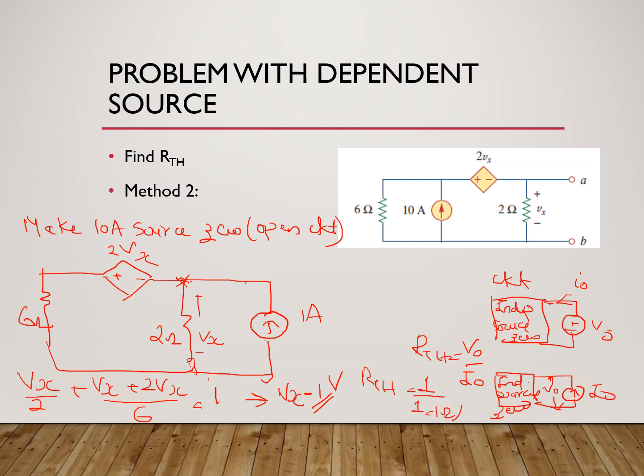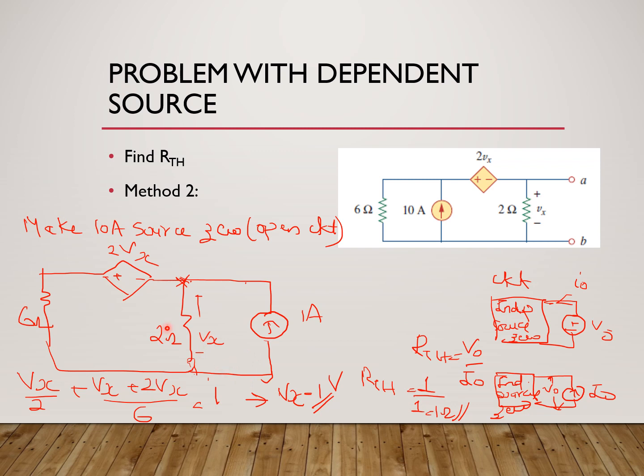ohm. So this is the same answer which we got in the last slide, where we found out RTH using VTH divided by I Norton. Here we are using this method, and we can see that this method is easier because in the other case, we had to find out two parameters, one VTH, the other one I Norton, applying both the different conditions.